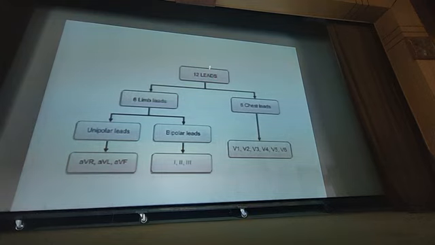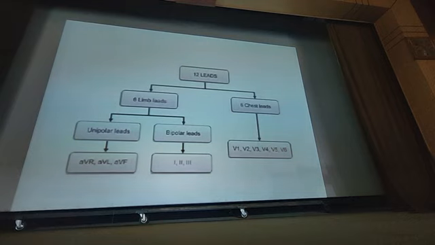So we have 12 leads: 6 limb leads and 6 chest leads. The 6 chest leads are V1, V2, V3, V4, V5, V6. What about the limb leads? We have 3 bipolar, leads 1, 2, and 3, and 3 unipolar.